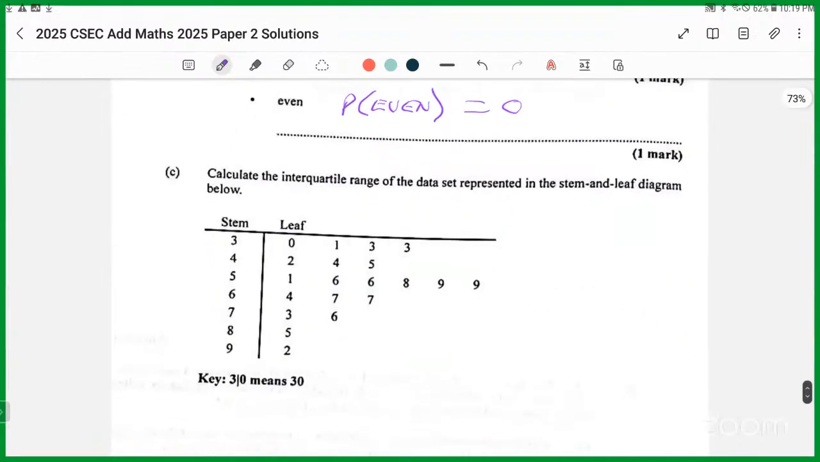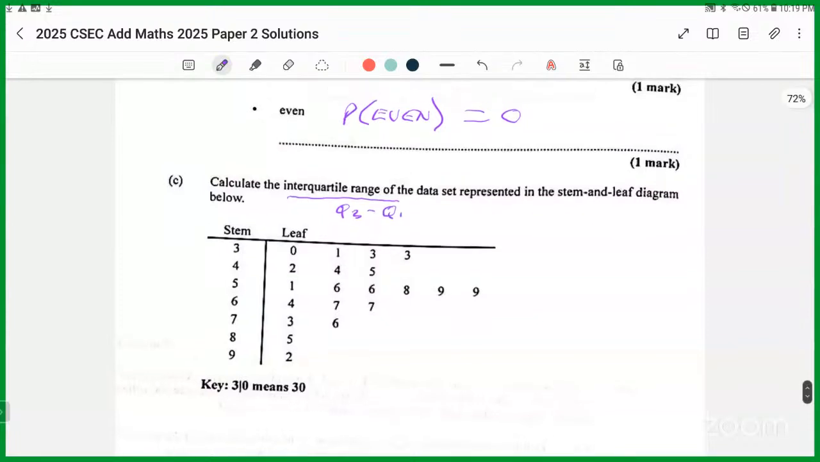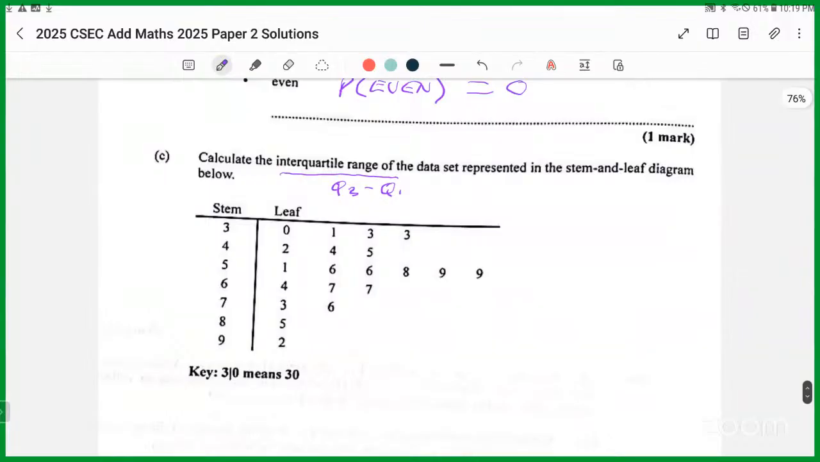Next one says, calculate the interquartile range of the data represented in the diagram. Remember, the interquartile range is Q3 minus Q1. So we need the Q3 and the Q1. We need to see how many values there are first, so we can break it up into a top half and bottom half and find Q1 as well.